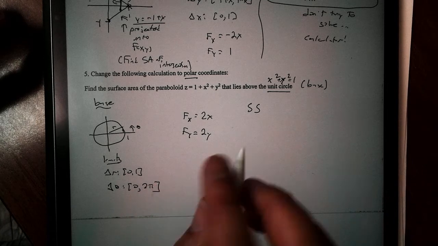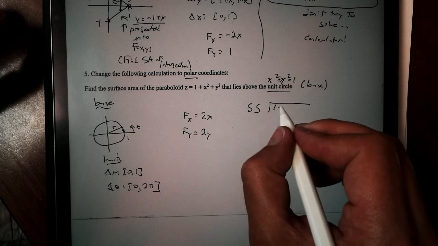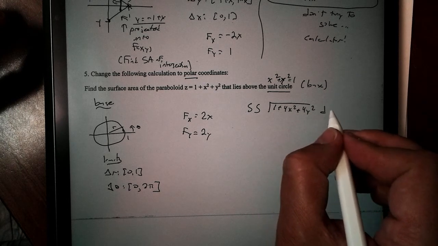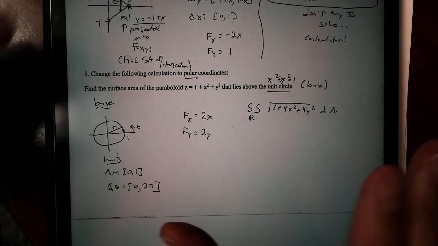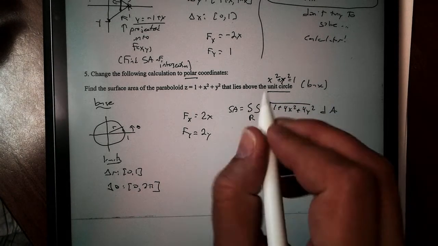Remember, we are going to be in polar, okay? So let's just write this. This becomes 1 plus 4x squared plus 4y squared. And I'm going to leave this dA and r for now. Okay, I'm going to keep it very generic right here. Okay, that's my surface area.